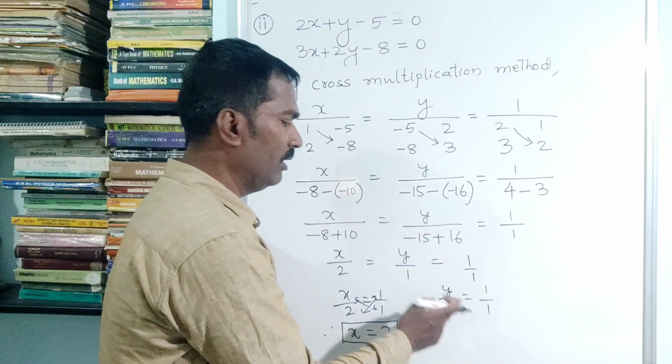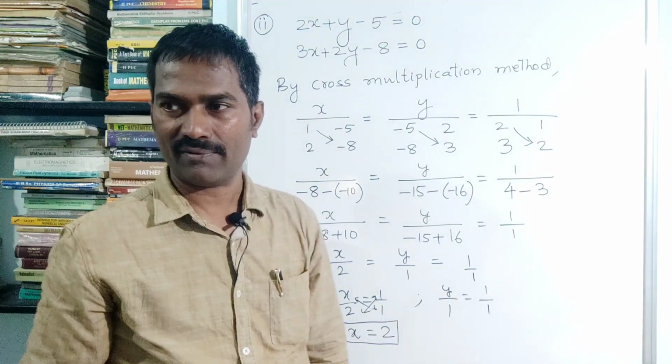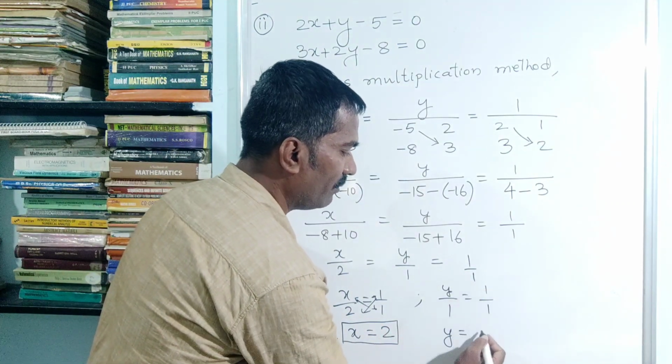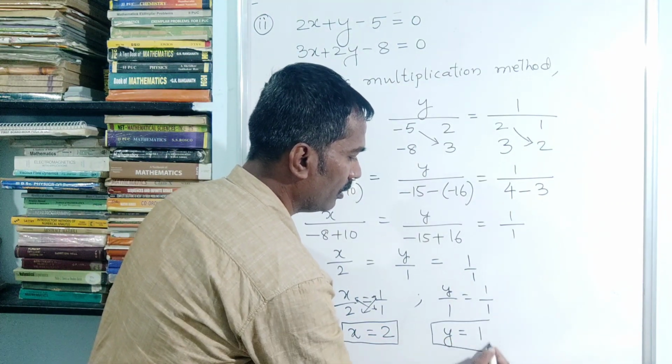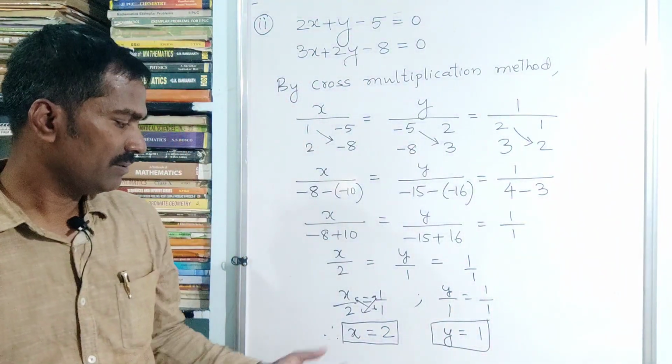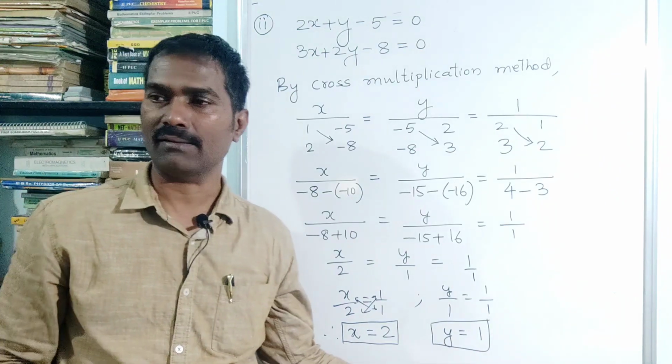Next, to find the other value. Because we know that y by 1 is y itself, y by 1 is y, 1 by 1 is 1. Therefore, y is equal to 1. So, by this cross multiplication method, we got x is equal to 2 and y is equal to 1.